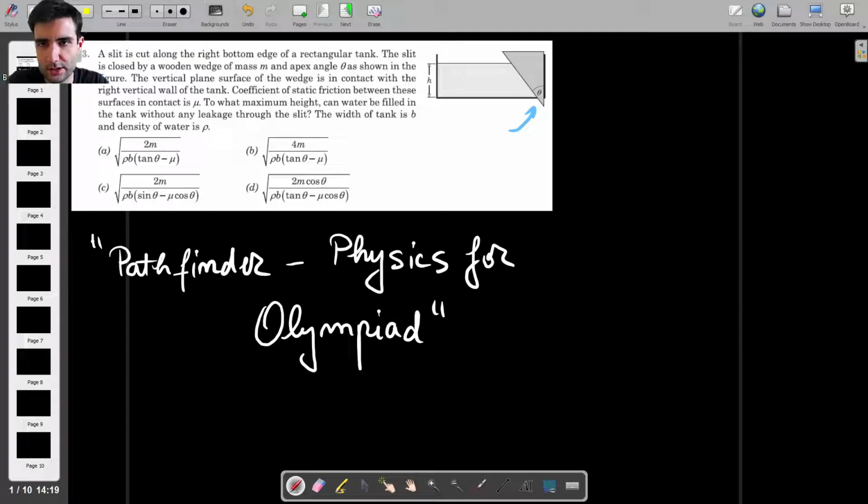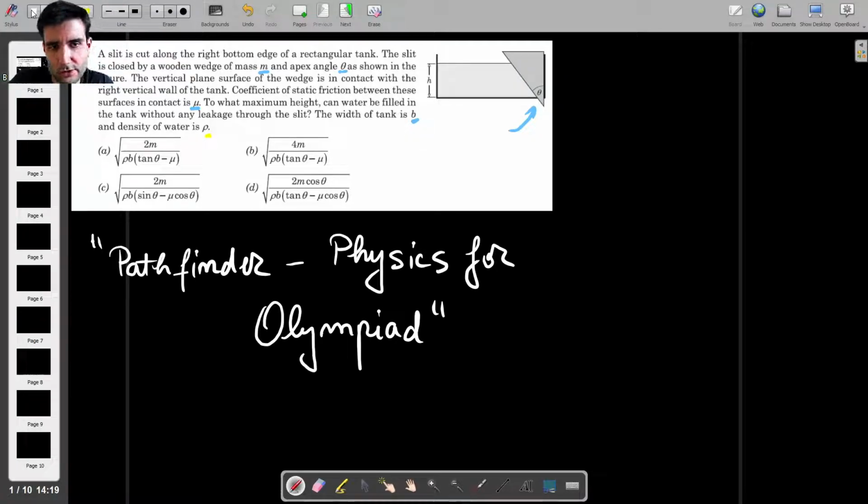We're given that the mass of the wedge is m, and we also know the angle theta. We're also given the coefficient of static friction between the wedge and the right wall, and we also know the width of the tank, so this is how much the tank extends into the screen, and we also know the water density rho.